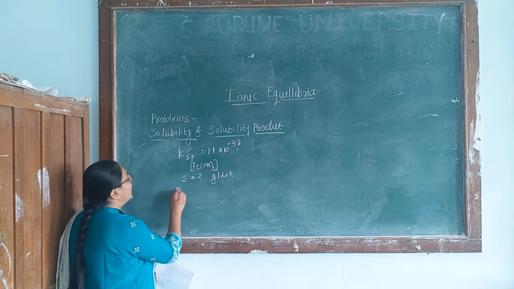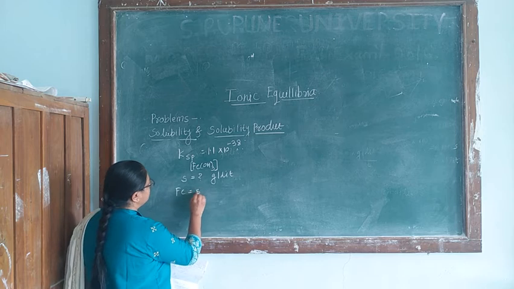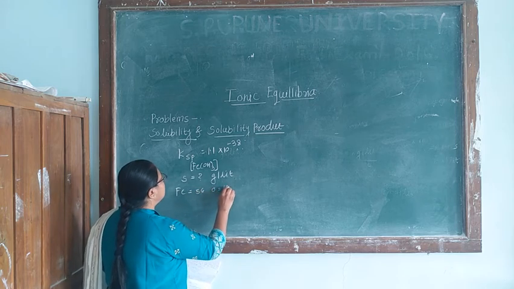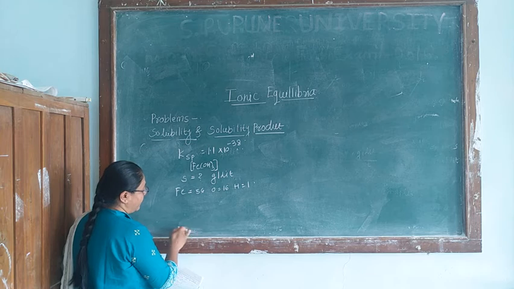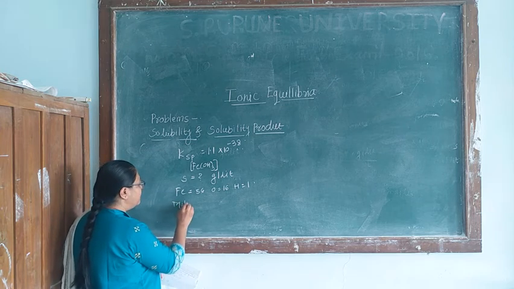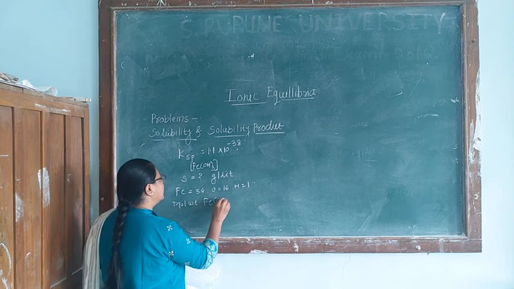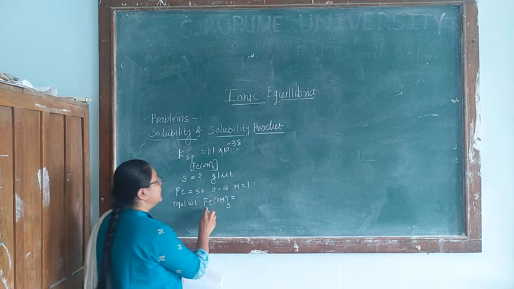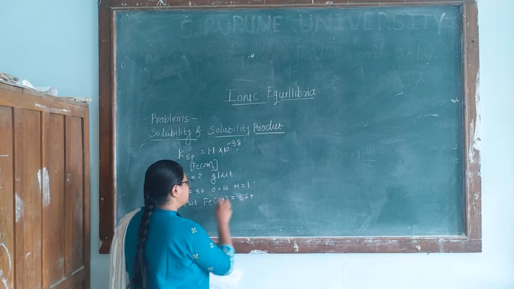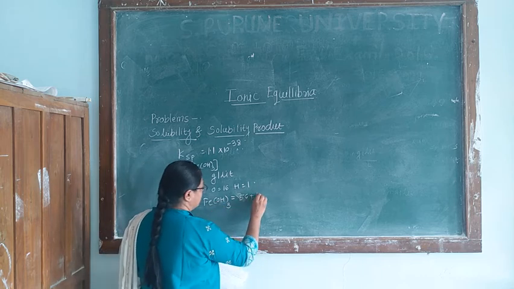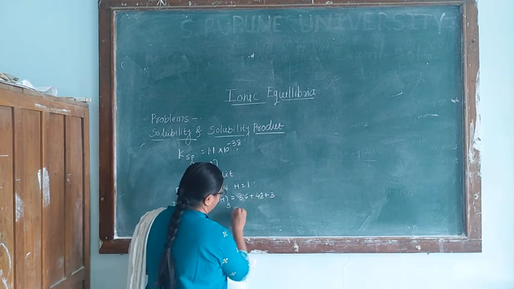Here we have been given atomic weights. Atomic weight of iron is 56, of oxygen it is 16 and of hydrogen it is 1. Therefore, we will first calculate the molecular weight of ferric hydroxide. So iron is once, so 56 plus oxygen is thrice, so 48 plus 3.